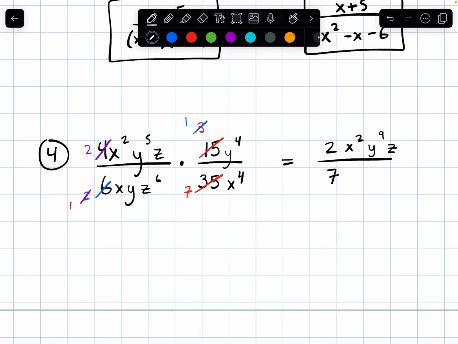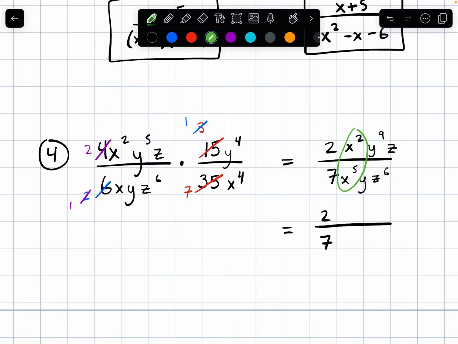I also have the letter z in the numerator. If I look in my denominator, we've got x times x to the 4th. Well, that's a total of 5, so that's x to the 5th. I have one letter y, and I have z to the 6th. So I just want to make sure I'm simplifying all these variables appropriately. So we're still going to have the 2 over 7.